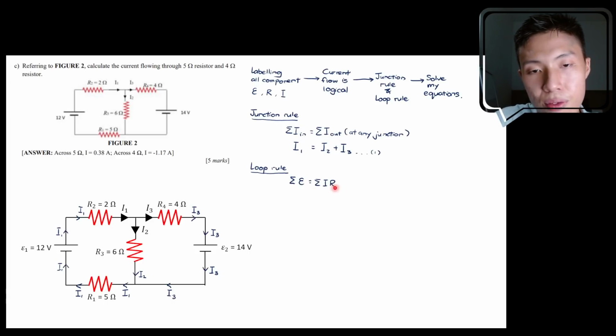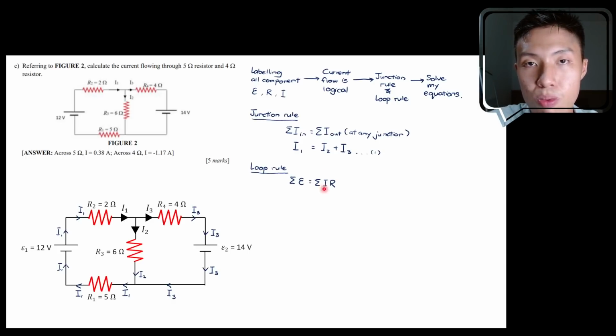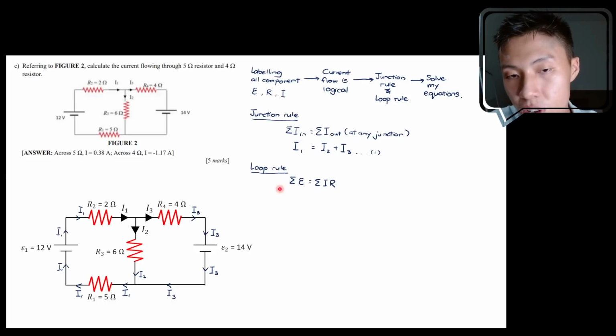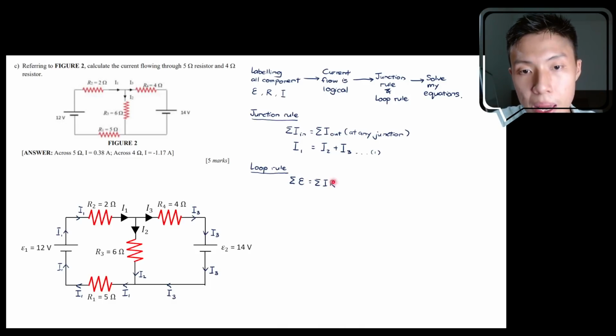Okay, so everything regarding the potential difference across the battery or the sources of EMF, you put on the left hand side. Everything related to the potential difference across the resistance, you put on the right hand side. So battery on the left hand side, then resistance on the right hand side. But for the loop rule, you have to be very careful with the sign.